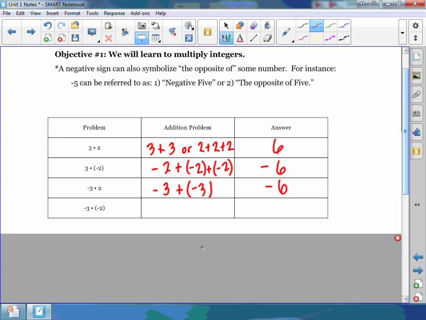All right? Now, it's this last one that we're using this concept for. Because when you have 2 negatives, I can't have negative groups of numbers. I can't have negative sets of numbers. So we have to look at it more like the opposite of. So we would treat this problem as saying the opposite of 3 groups of negative 2, or the opposite of 2 groups of negative 3, if that makes any sense.